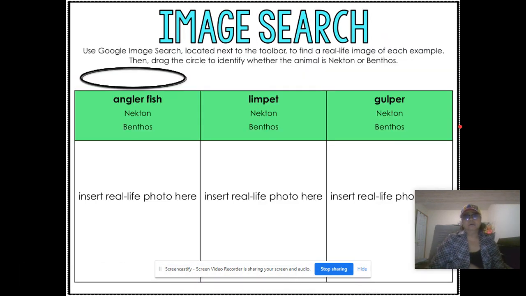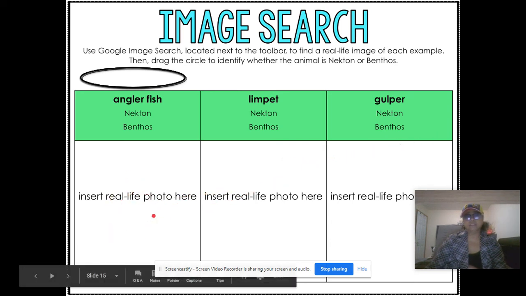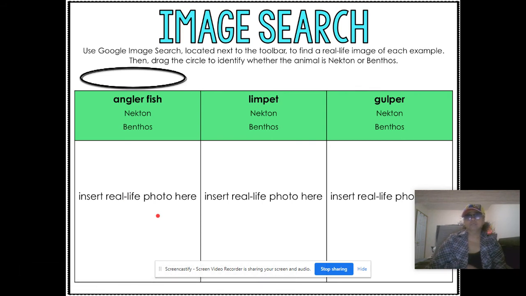Image search. Now again, do a Google image search and insert a real life photo here. Sometimes you get to see cartoonish images on the internet. So I just want you to pick out real life photos and put them here. So how does an anglerfish look like, or limpet, or a gulper? Another image search slide on the blue whale, on the coral, on the sea anemones.